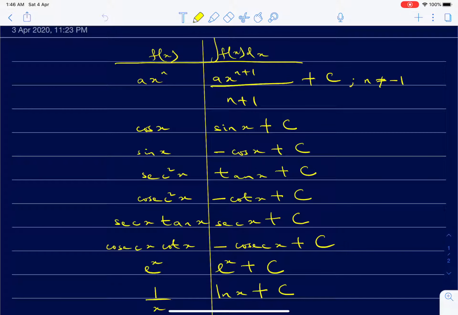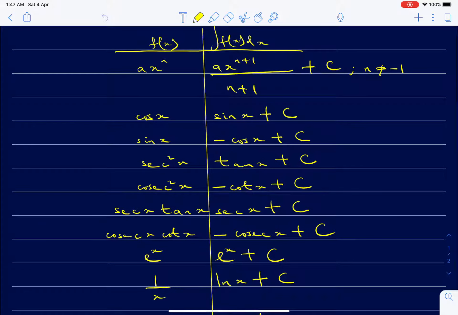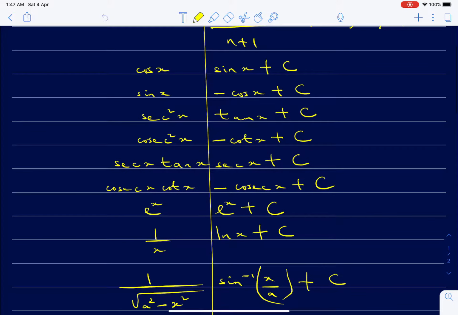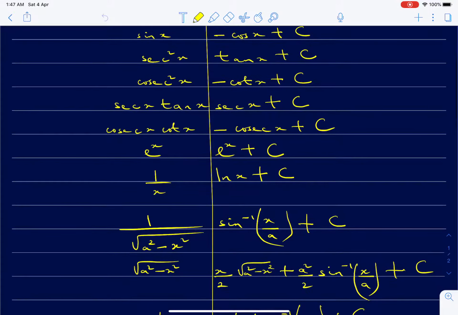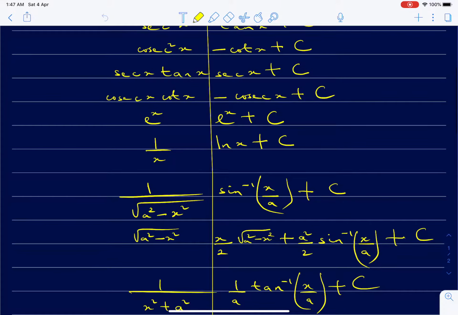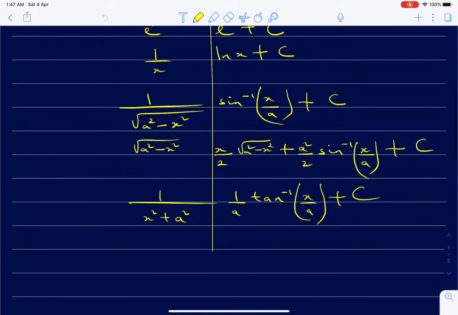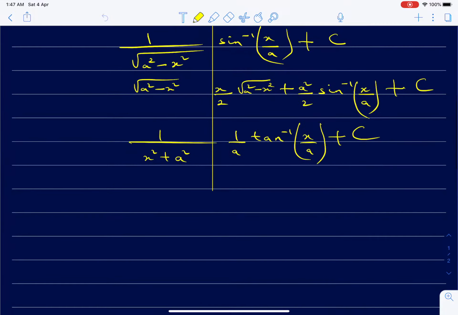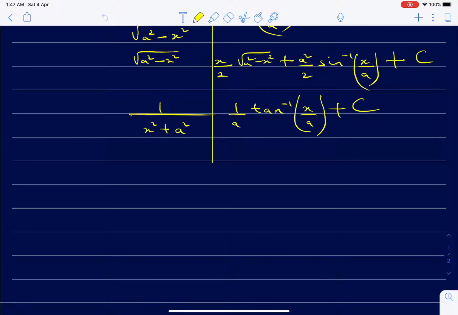Yeah, welcome back everybody. Today we're solving as many questions as possible on integration. Let's go through the list of integrals first. This is a list of standard integrals. You just go through that list. Alright, now let's go straight to it. We take the first example.